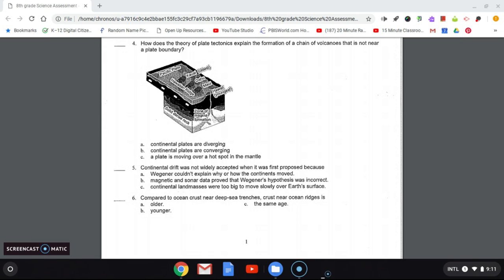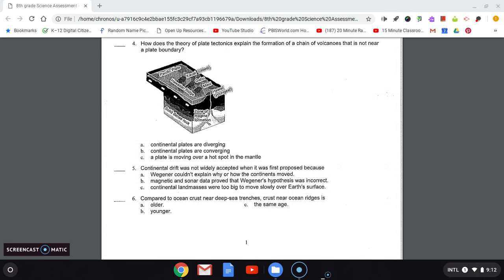Number 4, how does the theory of plate tectonics explain the formation of a chain of volcanoes that is not near a plate boundary? So use the diagram below if you need to. A, continental plates are diverging. B, continental plates are converging. Or C, a plate is moving over a hot spot in the mantle.